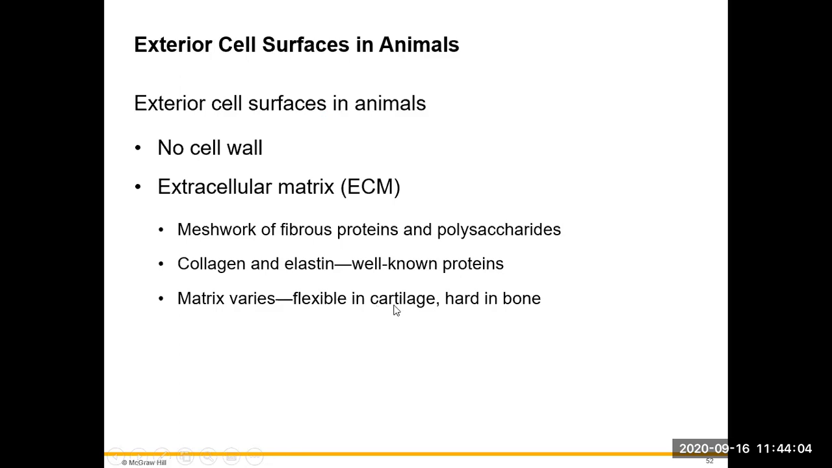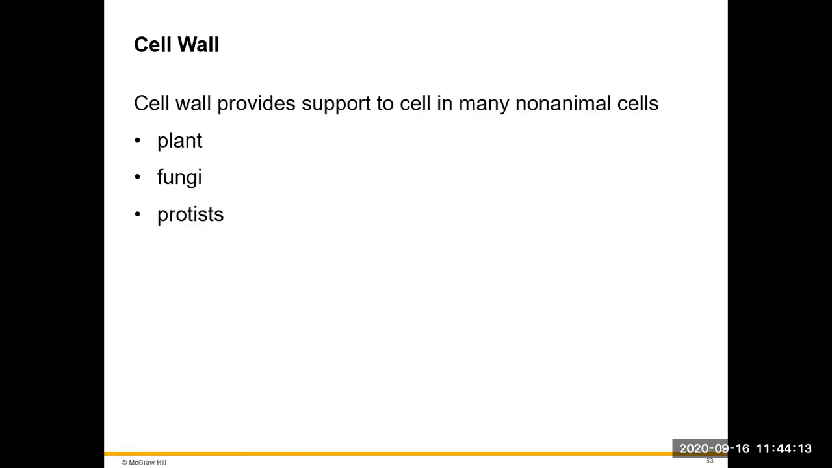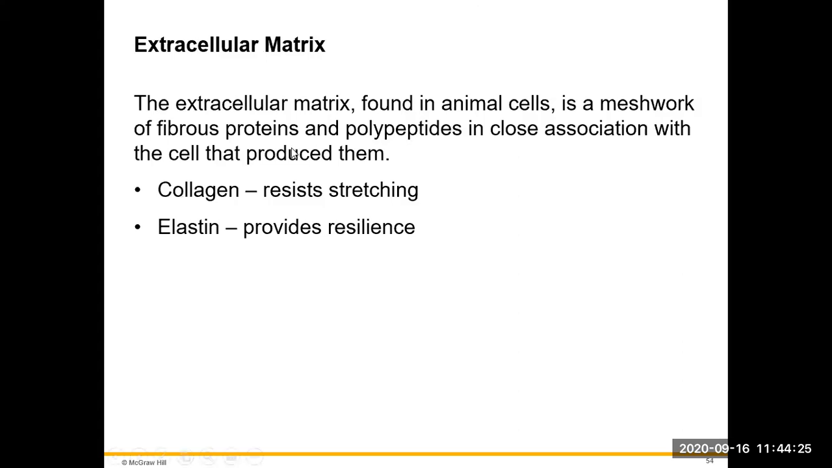For example, if you take a bone matrix, it is very strong because it is a bone. But in other cells, the matrix is not that strong. A cell wall provides support to cells in many organisms: plants, fungi, and protists. We find cell walls in these organisms. The extracellular matrix, we said that already. Collagen resists stretching because collagen is very strong. Collagen actually makes up the bone. Elastin is elastic, as the name implies. When something is elastic, it gives you resilience. It is not rigid, which is good.